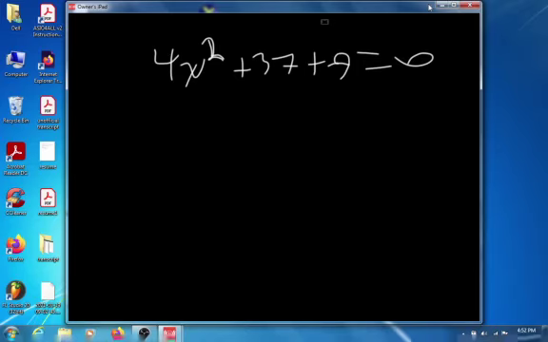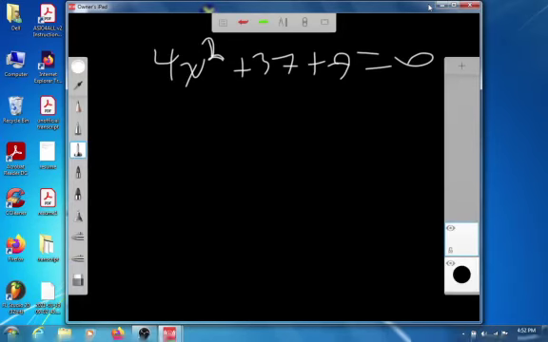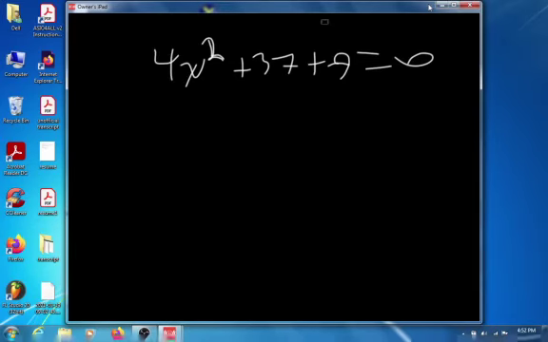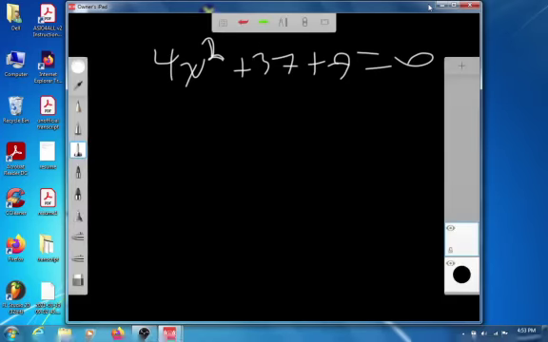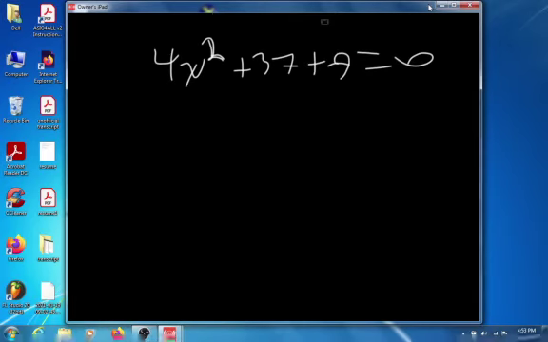Notice that the first coefficient is not equal to 1, it's equal to 4. And if you were to divide the whole equation by some number, it doesn't divide evenly. You can't divide 37 by any number to result in an even number. And same thing for 9. You can't divide 9 evenly. So what do we do here?